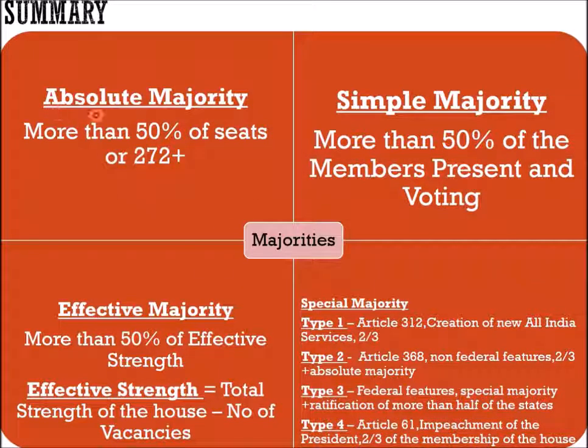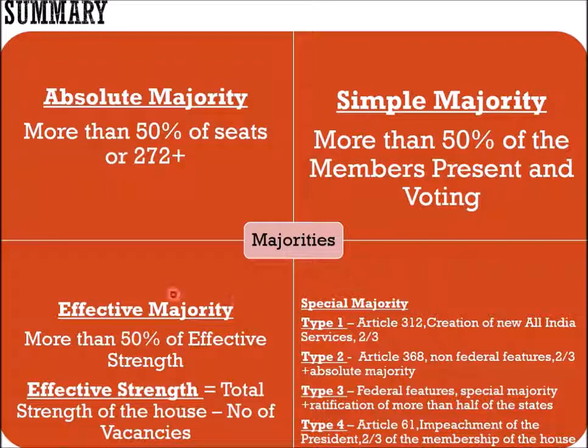First one, that is absolute majority, where the parties need more than 50% of the seats or 272 plus in Lok Sabha in order to form a government. Absolute majority deals with the formation of the government. Coming to simple majority. Simple majority means more than 50% of the members present and voting. That is, if you get 50% plus of the members present and voting, then you can pass a bill.